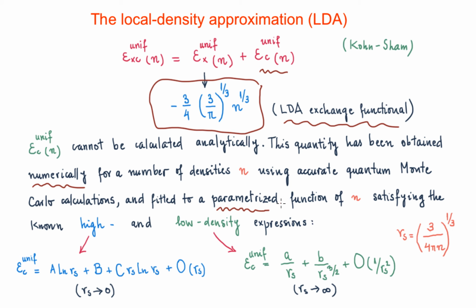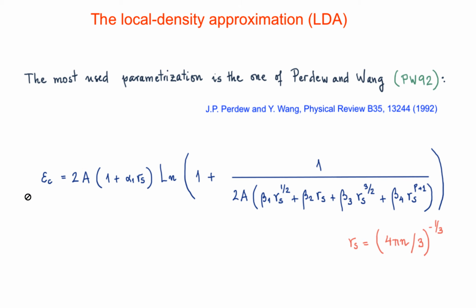Of course, the kinds of parameterizations that have been proposed are different. There are different parameterizations. Here I'm going to present just one of them, which is the one most used nowadays in LDA calculations. This parameterization is the Perdew-Wang parameterization, also called PW92, and it was presented by Perdew and Wang in this reference here in 1992. And here is how this parameterization in terms of rs looks.